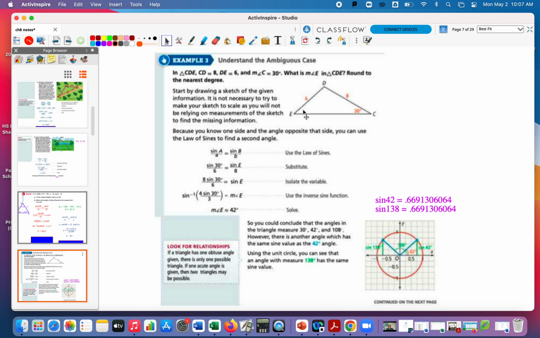Cool. Here's a problem though. If you look at the sine of 42, because you do this inverse here to find this, sine of 42 would give you this number. The sine of 42 is this, but also the sine of 138 gives me this. These are supplementary. They both add up to 180, but they both give me the same value. So how do I know which angle it is? Maybe this angle E is 138 degrees.